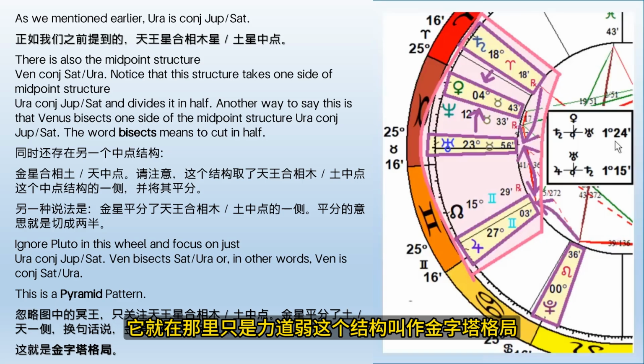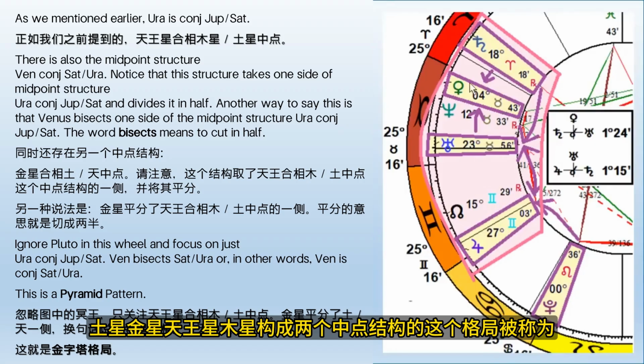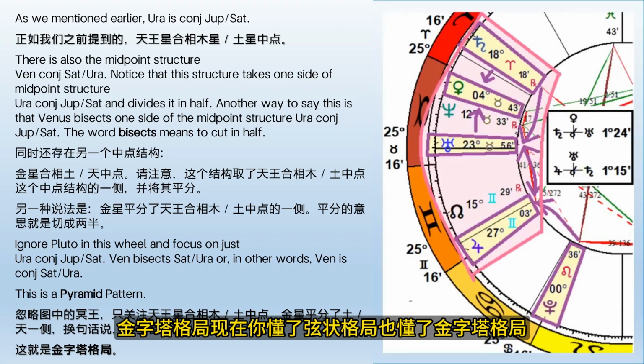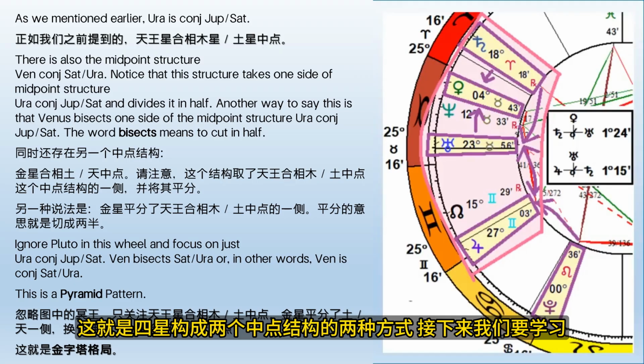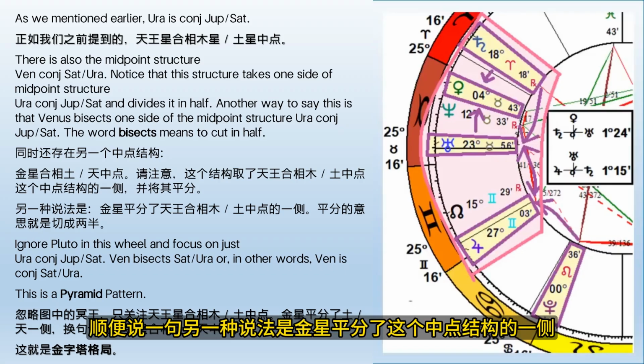So this is a pyramid. The configuration of Saturn, Venus, Uranus, and Jupiter making 2 midpoint structures is called a pyramid. You now know what a string is. You now know what a pyramid is. And those are the 2 ways that 4 planets can make 2 midpoint structures. Now, in a moment, we're going to learn about some variations of the pyramid. There are some variations of it, which we'll learn about.